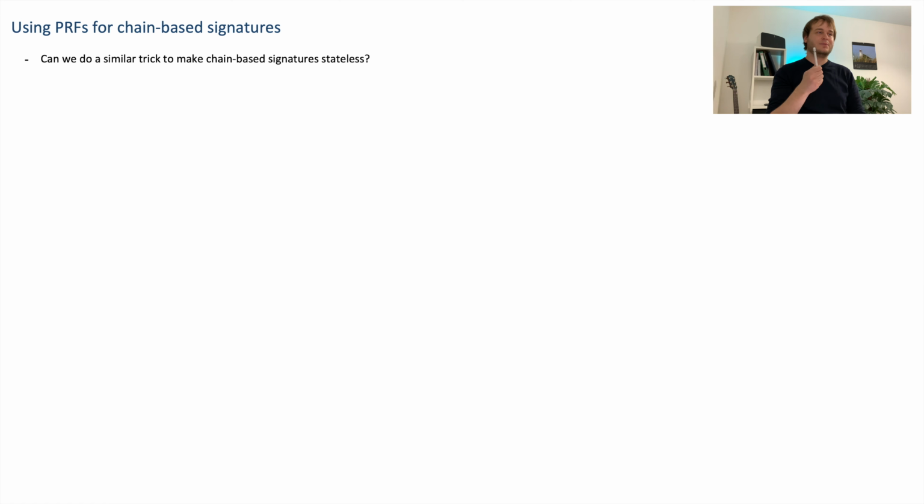Okay, now questions for you. Two of them actually. The first one is, can we also do a similar trick for chain-based signatures? So could we just apply a PRF to chain-based signatures, basically using PRF of i to generate the ith key, and some other PRF, let's say value at i prime, as randomness to generate the ith signature. Then the idea would be we don't have to store all of the key pairs and signatures in the state anymore. We can just regenerate them. So does this actually work?